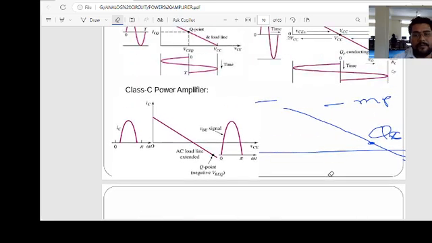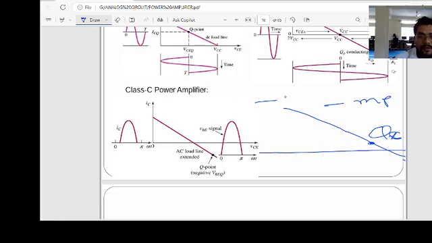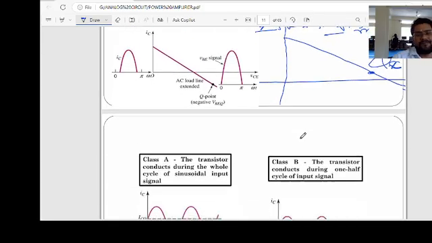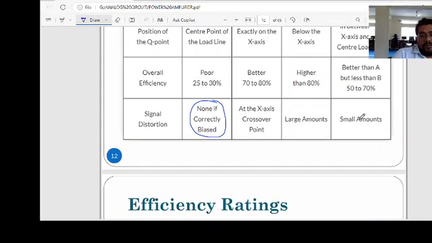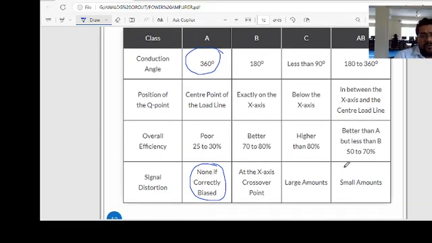Actually, when we draw this line, this is the class AB amplifier. There is a small amount of distortion; in class AB the distortion is very small. In class C the efficiency is very high, more than 80%, but again there is a large amount of distortion. That's why we will not use the class C amplifier.